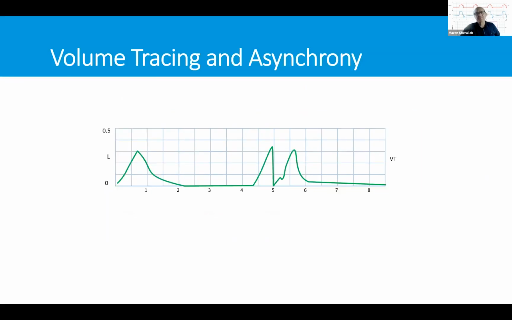Similarly, you can see asynchrony on the volume tracing, and this is the first breath recalibrated before the next breath. You can see there's no exhalation. This volume is stacked above this volume. So what's in the lung is the sum of these two breaths here. Moving to the loops.